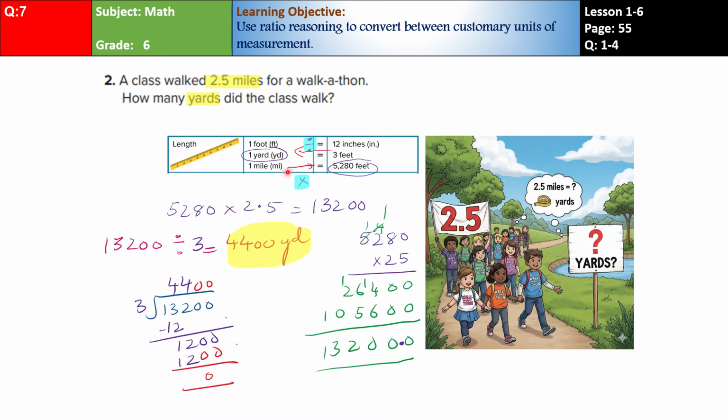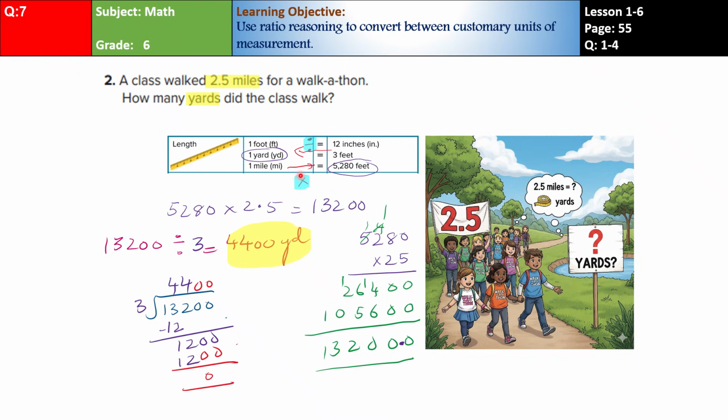As I have told you, similarly we can solve this question a different way. So here I solved a question, I will just discuss it with you. A class walked 2.5 miles for a walkathon. How many yards did the class walk? So first, what do we have? 1 mile is equal to 5280 feet. So how many feet will be there in 2.5 miles?